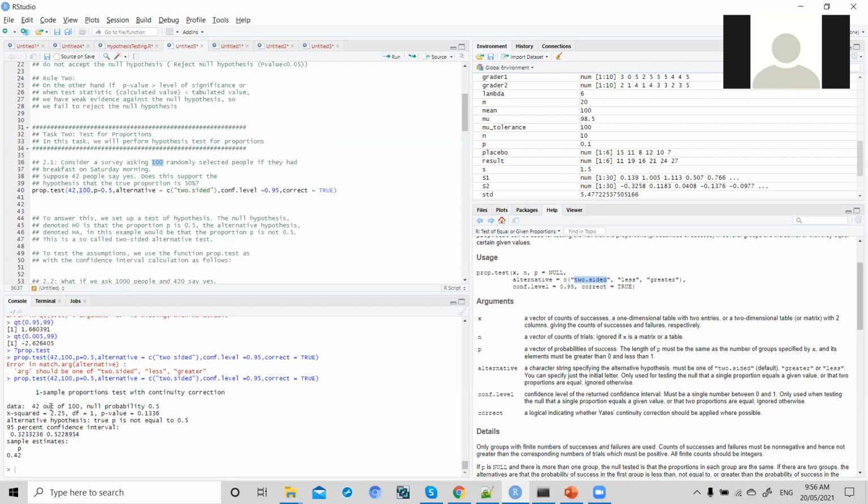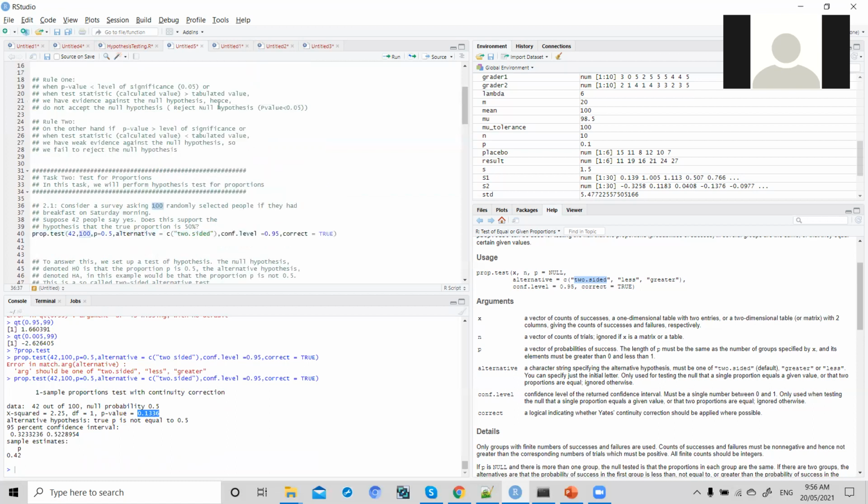Here out of 42, what we got, p value is 0.1336. If p value is less than 0.05, we reject null hypothesis, right? So here the p value is greater than 0.05, which is 0.1. So what would be your conclusion?